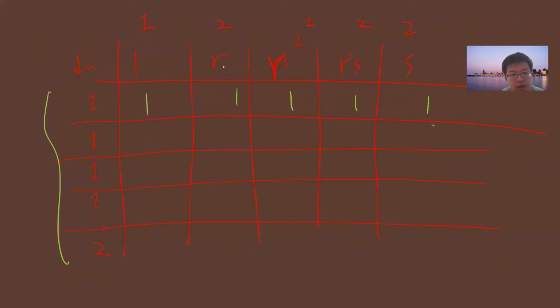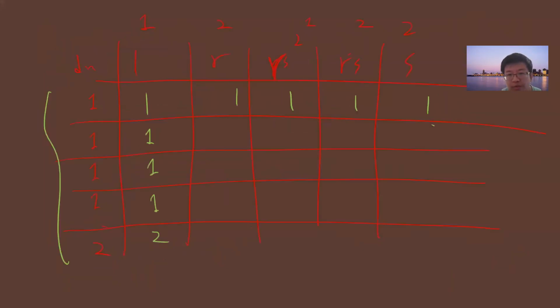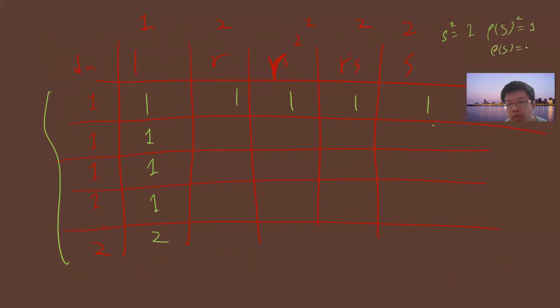So let's see. So this row, let's compute it. So this is 1, 1, 1, 1, 2, right? So let's compute this rho R, right? The property of this rho R is that R to the 4 should be 1, right? So rho of R to the 4 should be 1. And also this S squared is 1, right? So rho of S squared should be 1. So rho of S should be plus or minus 1.